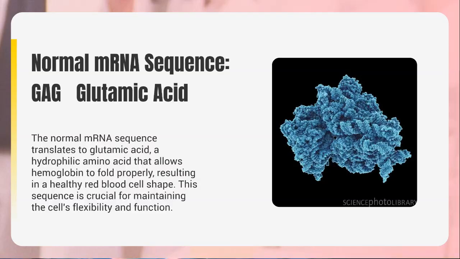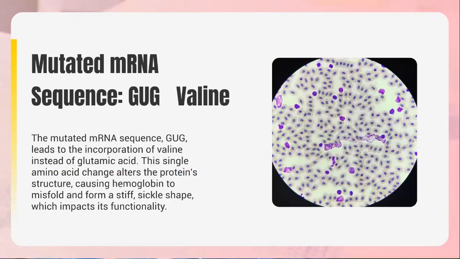Normally, the messenger RNA sequence is going to be coding for glutamic acid, GAG. And this is a hydrophilic amino acid that results in hemoglobin folding into a beautiful, rounded, proper shaped red blood cell. So the sequence is crucial for maintaining the cell's flexibility and its function. A mutated mRNA or messenger RNA sequence is going to code for valine, GUG, and that causes the protein structure to misfold and it forms a stiff or sickle shape, and that impacts its functionality.